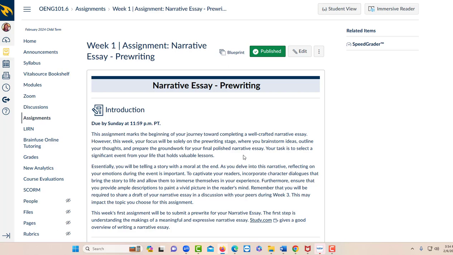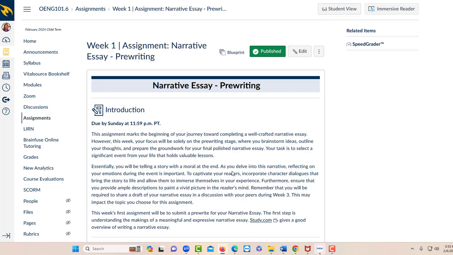Your task is to select a significant event from your life that holds valuable lessons. Essentially, you will be telling a story with a moral at the end. As you delve into this narrative, reflecting on your emotions during the event is important. To captivate your readers, incorporate character dialogues that bring the story to life and allow them to immerse themselves in your experience. Furthermore, ensure that you provide ample descriptions to paint a vivid picture in the reader's mind.